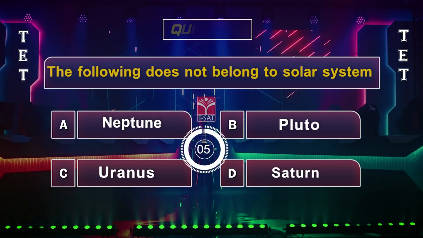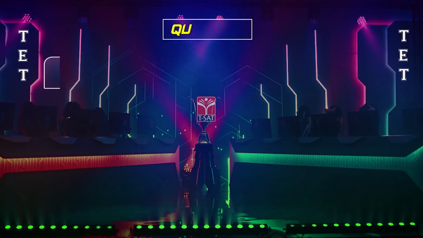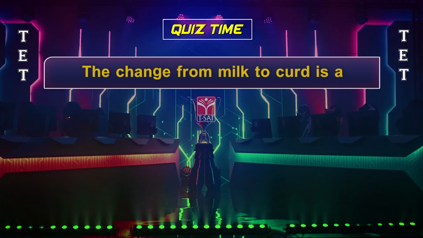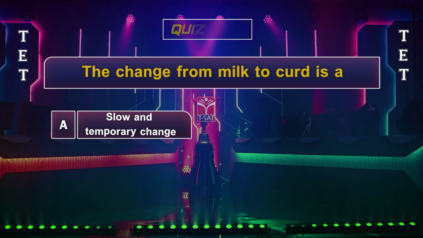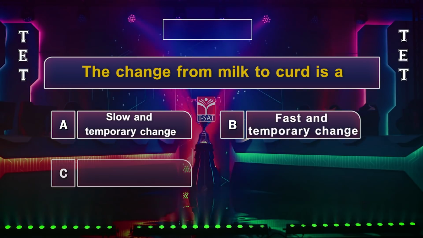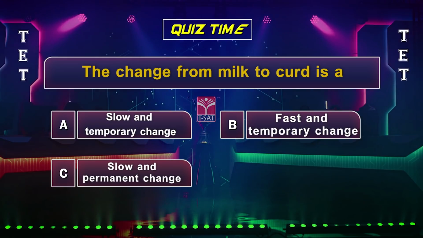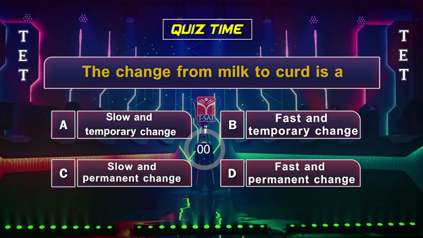The correct answer is option B, Pluto. 25th question. The change from milk to curd is a option A, slow and temporary change. Option B, fast and temporary change. Option C, slow and permanent change. Option D, fast and permanent change. Your time starts now.